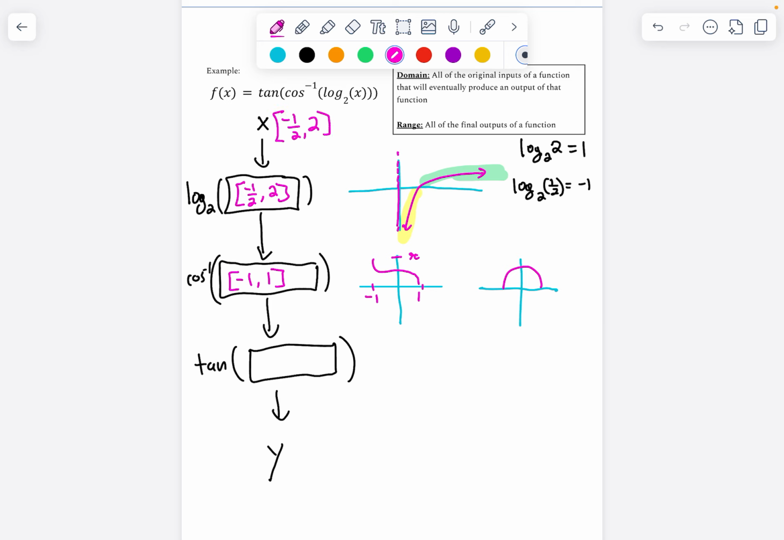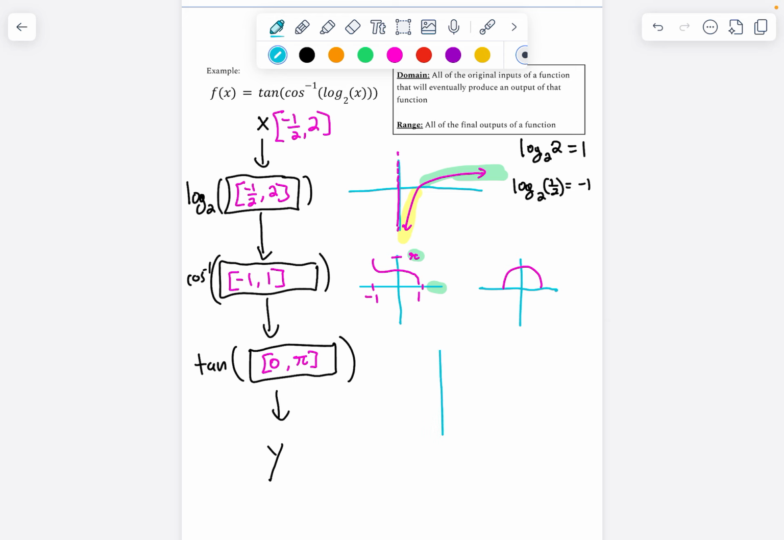Because we'll take the log of those things, and those will produce -1 to 1 going into the cos inverse function. Now we take cos inverse of -1 to 1, and the outputs of cos inverse, we can see, are pi and 0 and everything between them. So we get 0 to pi, inclusive. And finally, we're going to take tangent of 0 to pi.